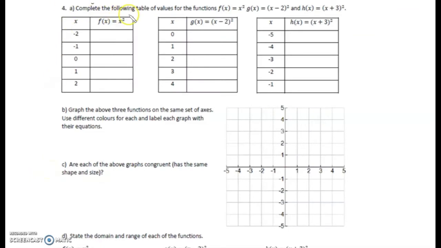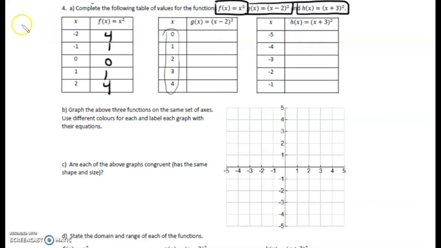Okay, number 4, complete the following table of values for the base function x squared. And then we have g of x equals (x minus 2) squared. And then h of x, which is (x plus 3) squared. Okay, so we know our base function is 4, 1, 0, 1, 4. Now, if we put these in, just pay attention to the x values, I made sure that the x values worked out very well. Okay, so negative 2 squared, we would get 4. Negative 1 squared, we get 1.